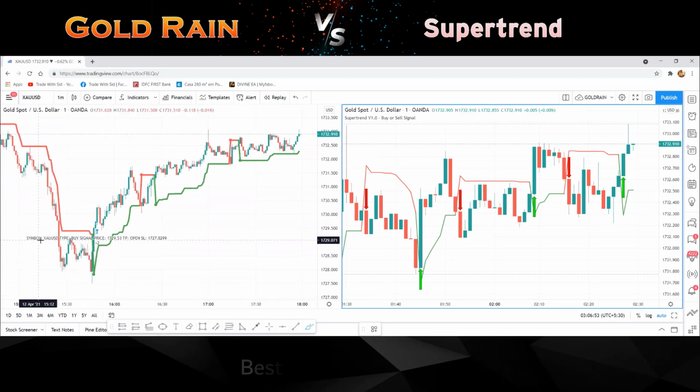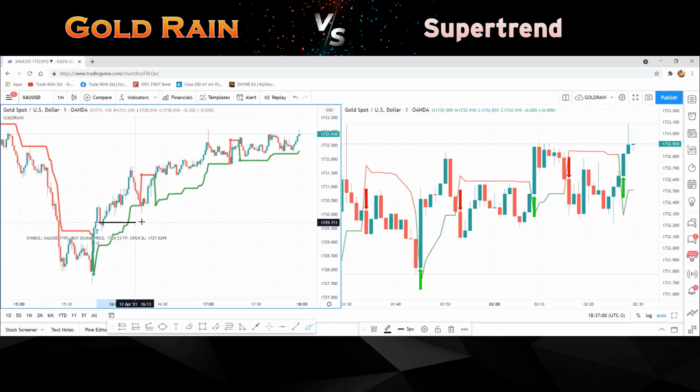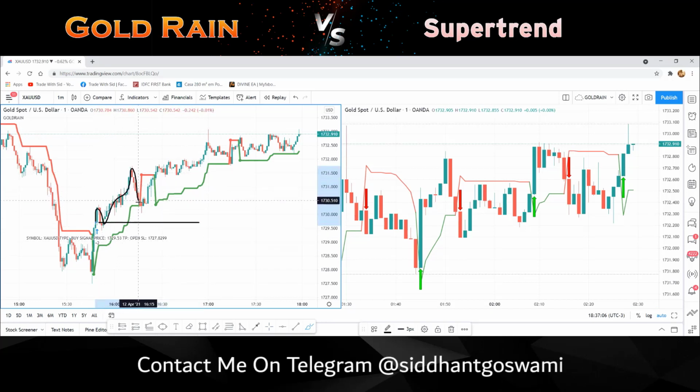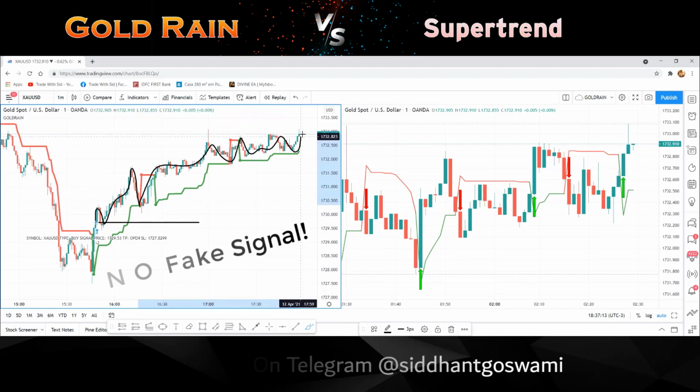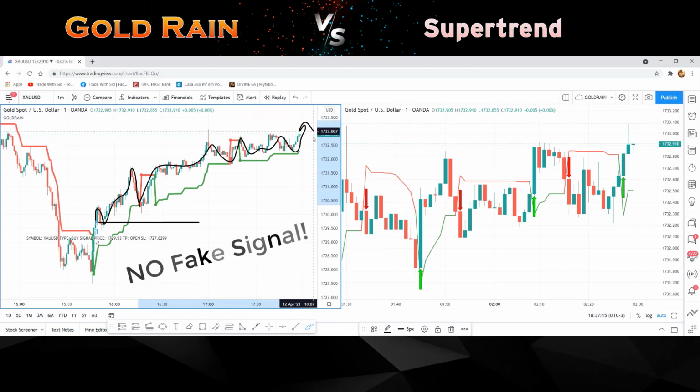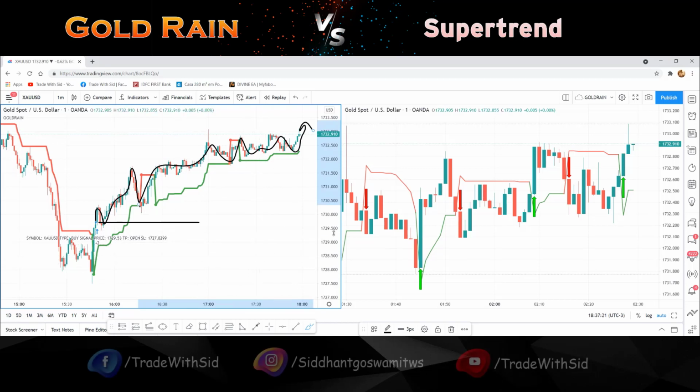You can see our buy signal has been generated in XAUUSD 1 minute time frame by my indicator Goldrain. 1729.53 was where the buy signal was generated, and you can see no fake sell signal generated, and it will not generate a fake signal until the price of gold really crashes on the 1 minute time frame.